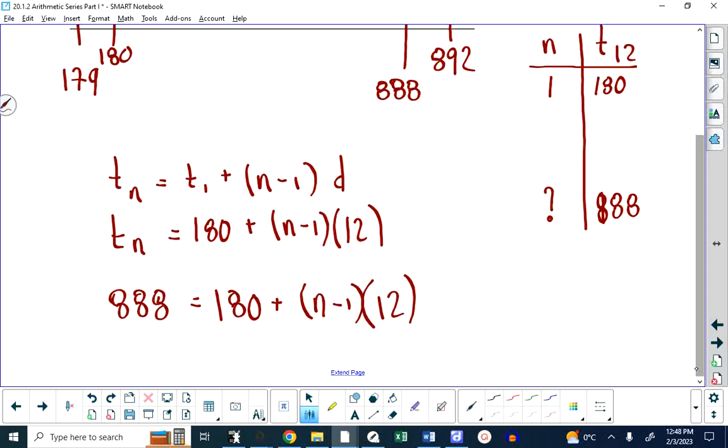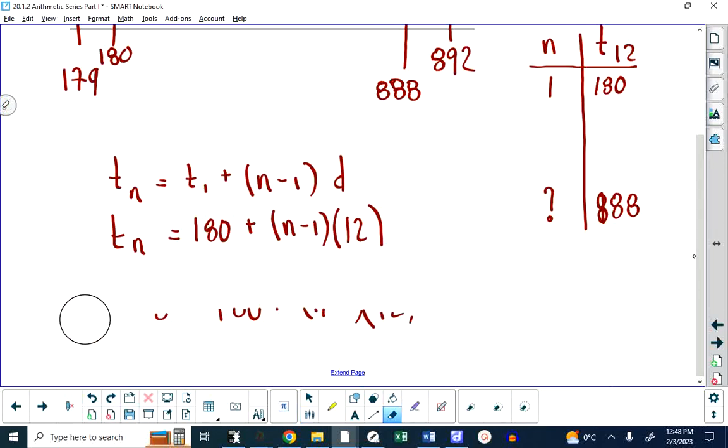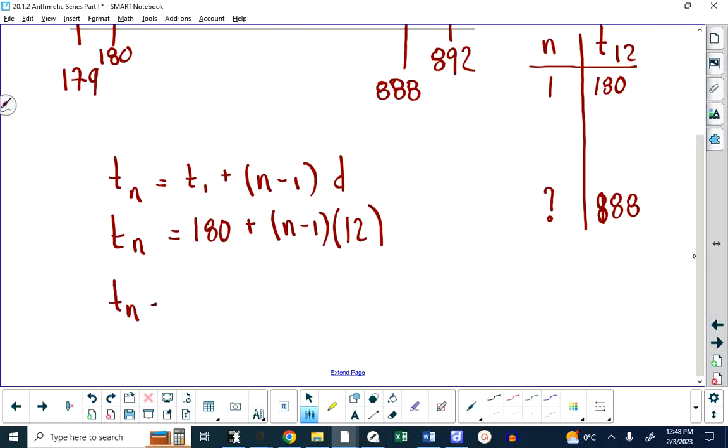In other words, I can put the 888 in right now. And when I solve this, I look at this and I say I would subtract 180. I would not expand this out. I would subtract 180, I would divide by 12, and then I would add 1. Okay. How many of you, though, and this is maybe a safer bet, do this first, and then you have a tidy little equation. I think even though it might seem like more work, for many people this is the way to go.